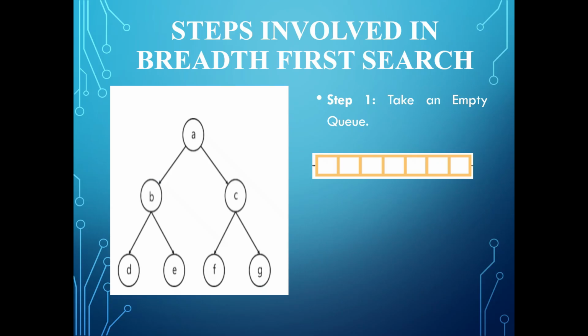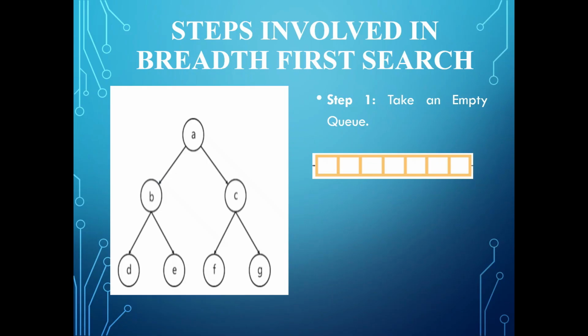Steps involved in breadth first search. Here are the key steps in breadth first search. In the first step, we start with an empty queue. Next step is to insert the starting node. Next, while the queue is not empty, remove the front node, explore it and add all its children. This search continues until the goal is reached or there are no more nodes to explore.